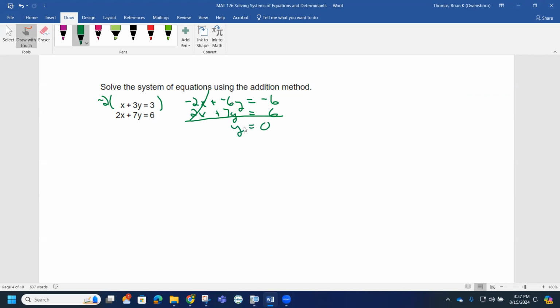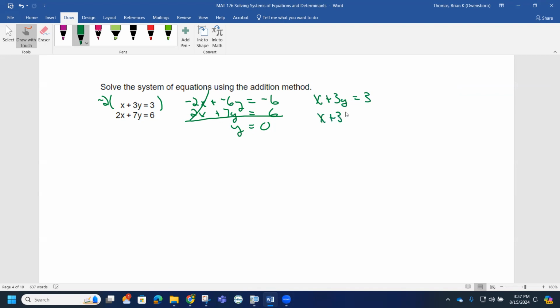So once I found one of the variables, what I want to do is go back to the beginning and substitute 0 in for y. I have to decide which equation is easier. It looks like the first equation looks easier. So I'm going to rewrite it over. x plus 3y equals 3. And I'm going to replace 0 in for y.